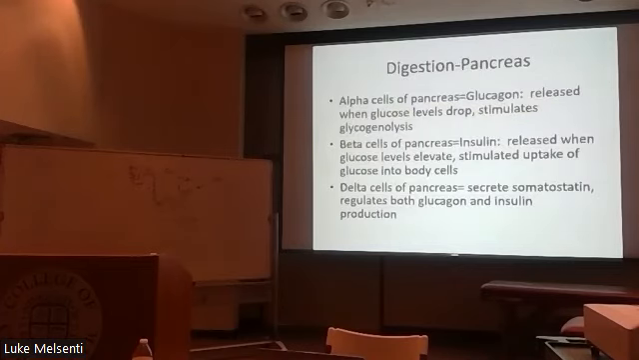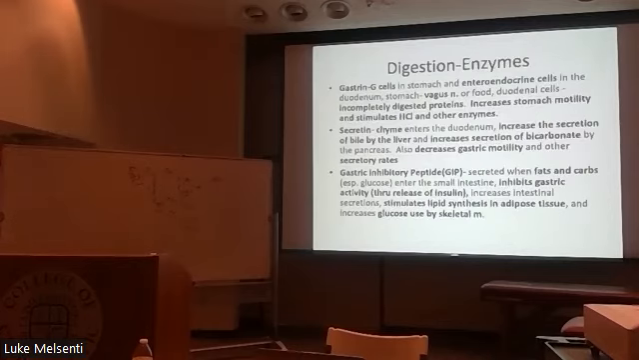Alpha cells in the pancreas make glucagon, which is released when glucose levels drop and stimulates glycogenolysis in the liver. Beta cells in the pancreas make insulin. This is released when glucose levels are high, and it stimulates the uptake of glucose into body cells. Delta cells secrete somatostatin, which actually regulates both insulin and glucagon release. So it actually suppresses it. The somatostatin seems to just sort of tamp down the activity of the pancreas. You also have gastrin G cells in the stomach and also in the enteroendocrine cells in the duodenum.